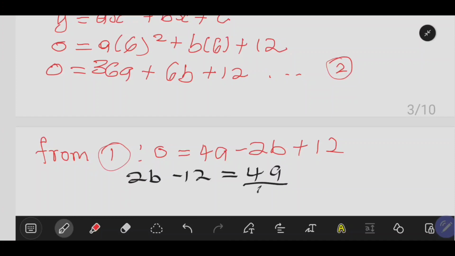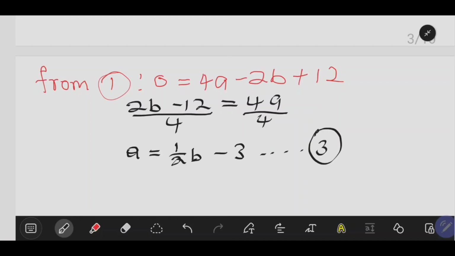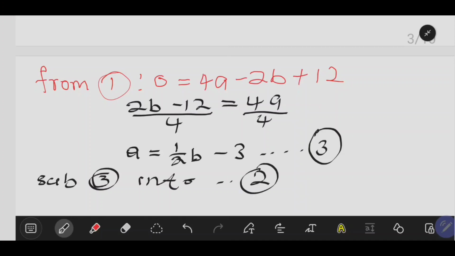Then I divide both sides by 4. Now a should be equal to 1 over 2 b minus 12 divided by 4, which is 3. Then this is your equation 3. Then you're going to do what? You're going to substitute equation 3 into equation 2, simultaneously.